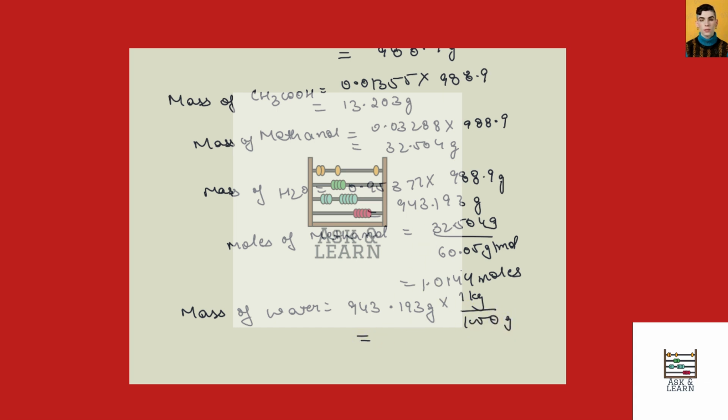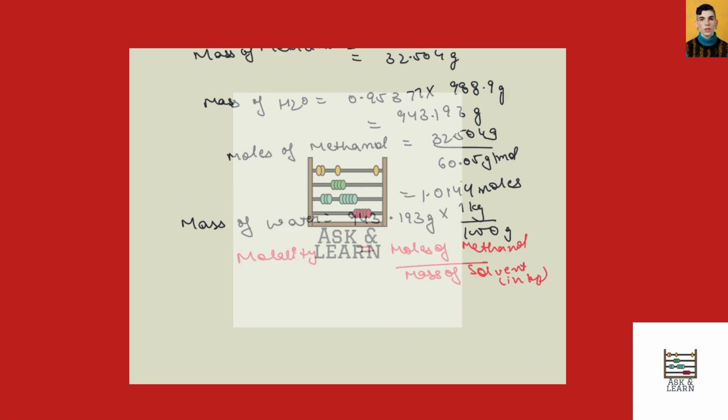So here the molality is equal to the moles of the methanol upon the mass of the solvent, that is the mass of the water in kg. So on solving this we get moles equal to 1.0144 moles upon mass, 943.193 divided by 1000. So on solving this we get the molality, which is equal to 1.0754 molar.